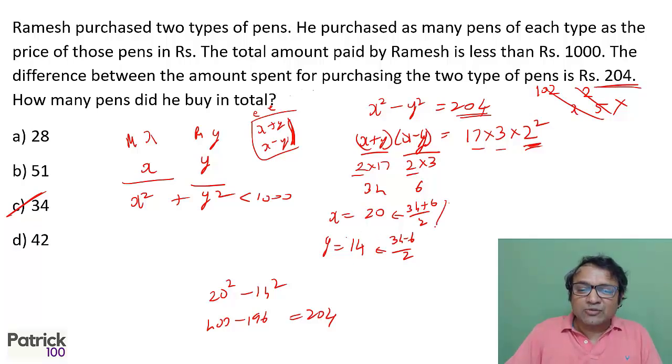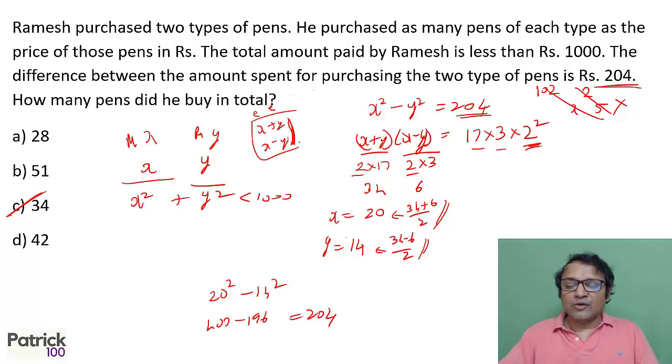So these small techniques of solving help you to be faster. x will be the sum of the two divided by 2. y will be the difference of the two divided by 2. Once you get that, you just have to check everything is fine, that it satisfies. So 34.